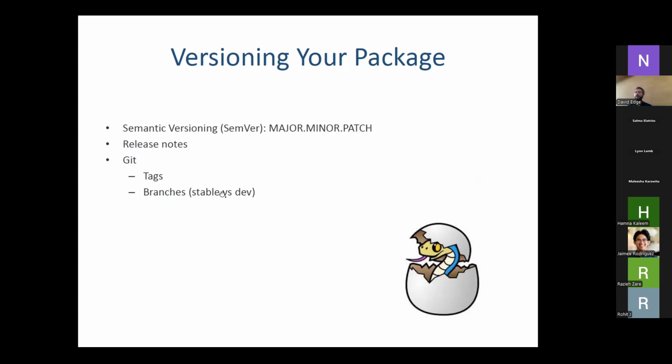We also use branches. So our stable version of our software generally lives in our master branch. And we might have another branch that we call dev or development, where we're making changes actively to our software, but it's not considered fully tested and ready for public consumption yet.